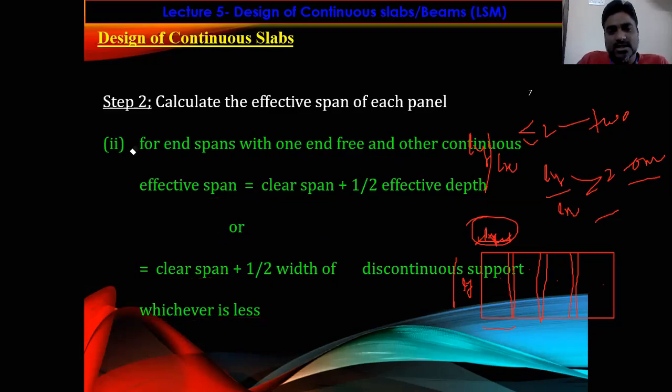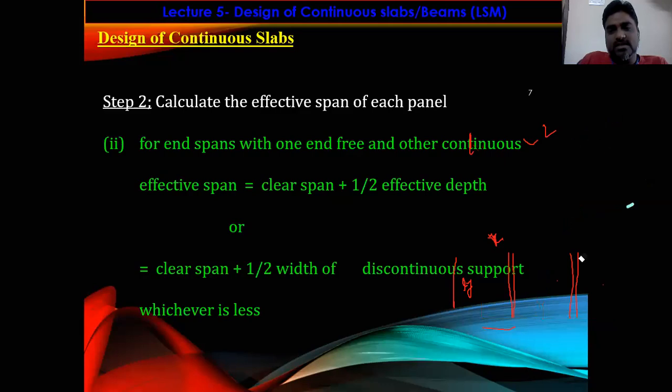And remember, these conditions should be applied for the longer span direction as well as the shorter span direction, right? If it is only a one-way slab, then you need to determine only in the shorter span direction. If it is a two-way slab, then you need to determine in both directions, right? So this is what you need to determine for the effective span, right? After determining the effective span, then you need to determine the loads, right?